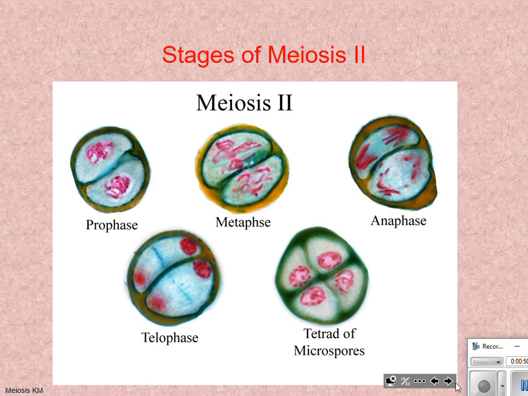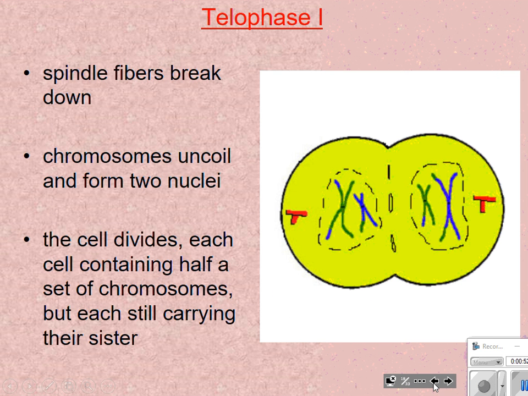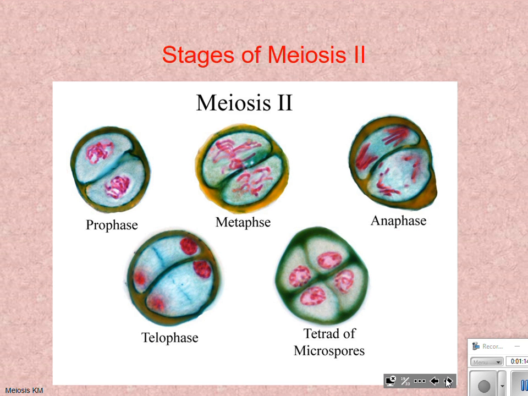Okay. If I switch this back to telophase 1, you can see that these two are starting to split, starting to divide, each having half of the chromosomes, but still having the sister chromatids together. Now, when we get into meiosis 2, our objectives are going to be the same. Okay? We should be able to identify the stages of meiosis 2.